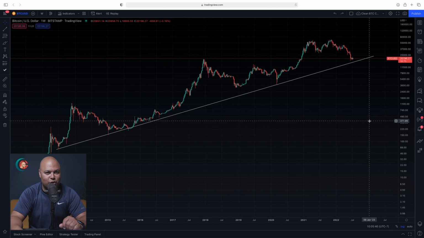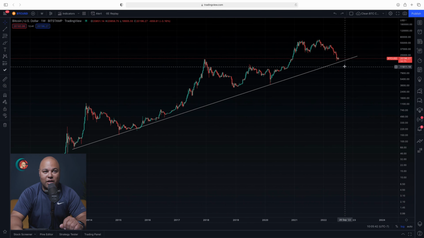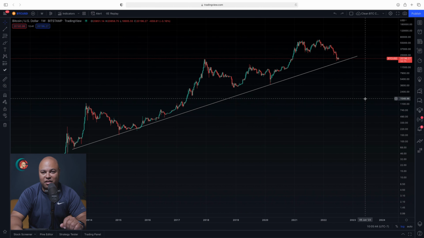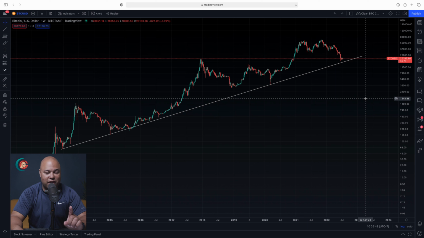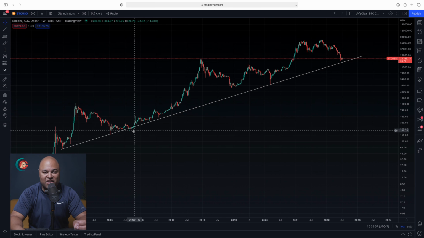Now, does that guarantee that we will not break beneath this line? Absolutely not. There are no guarantees in the crypto sphere. We could break beneath this line and stay beneath it for some time. All we're saying is the odds are, that's what technical analysis does, it increases the odds of our success by looking at historical precedents.